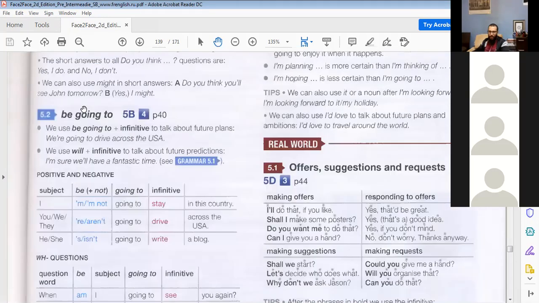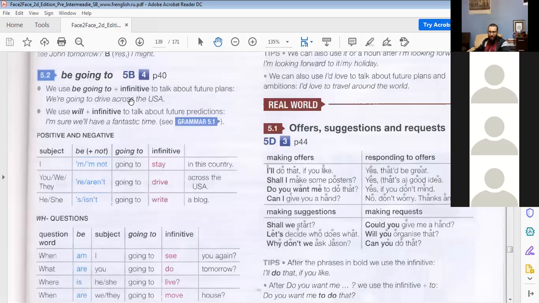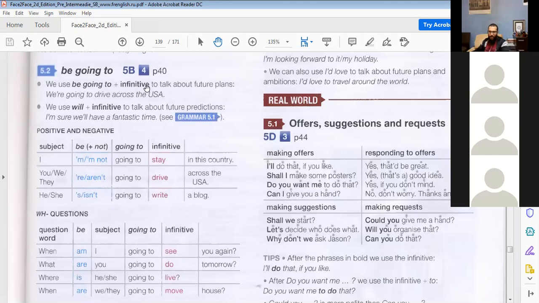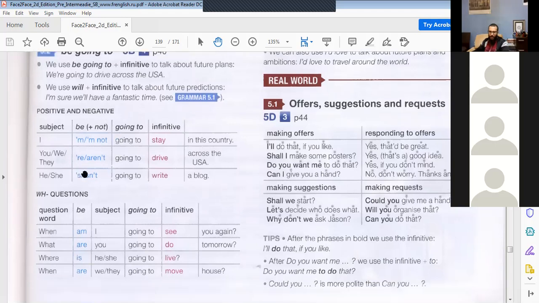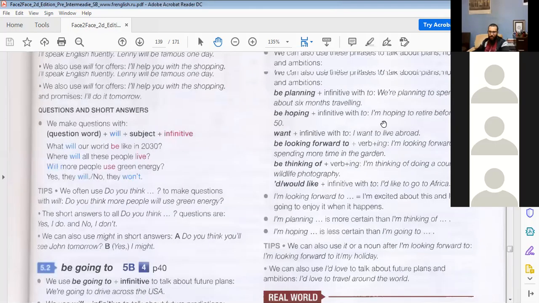I'll be going to... Nothing new here, I think, on the left side. Just the grammar, how to make it. I think the only thing that matters to us now is the story of be going to. It's for future plans, okay? And will plus infinitive, future predictions. I think maybe this is important to remember. The rest, I think, is clear. The grammatical part: how to make positive, negative, questions. Nothing new.